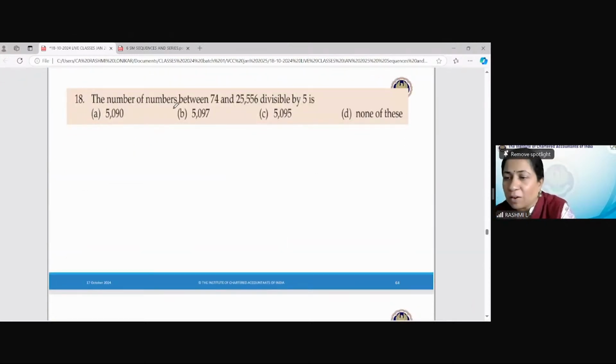So the number of numbers between 74 and 2556 divisible by 5 is. Okay, this one is very interesting. I hope, yeah, we have 10 minutes now, so we'll be able to do it well.